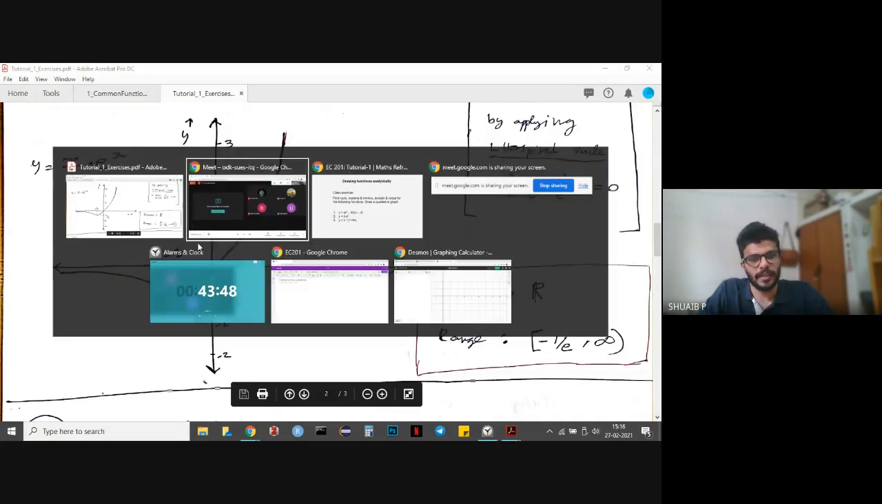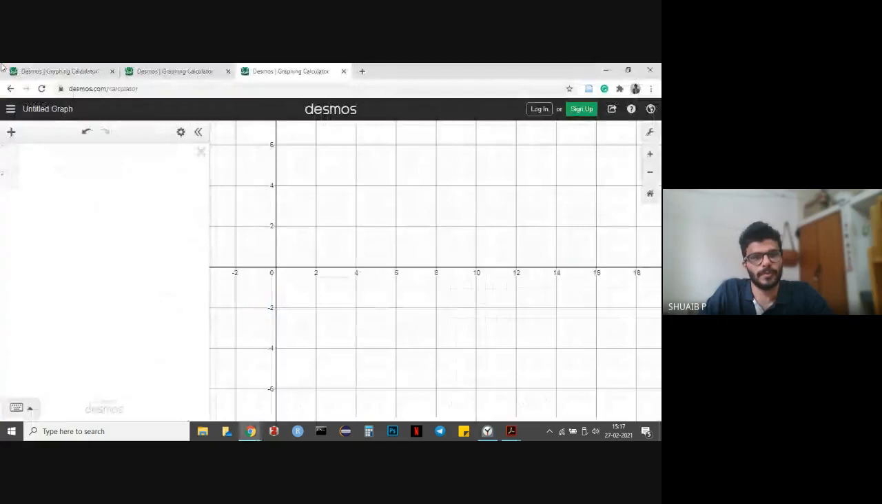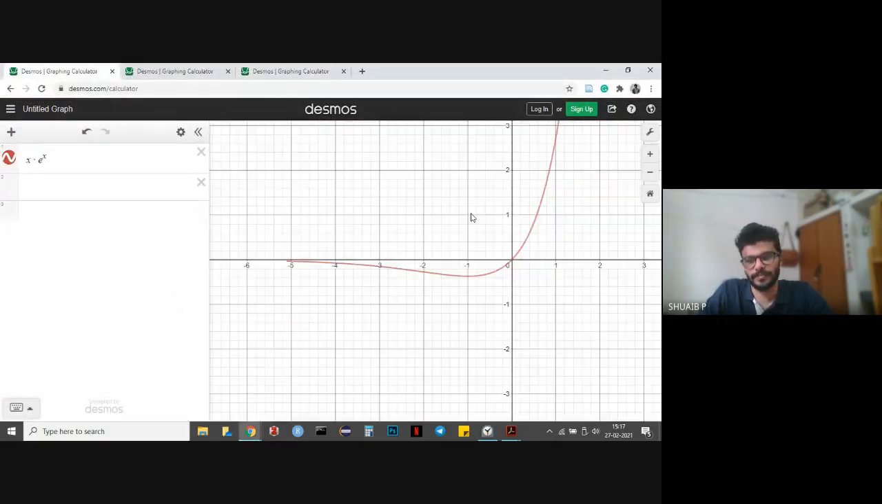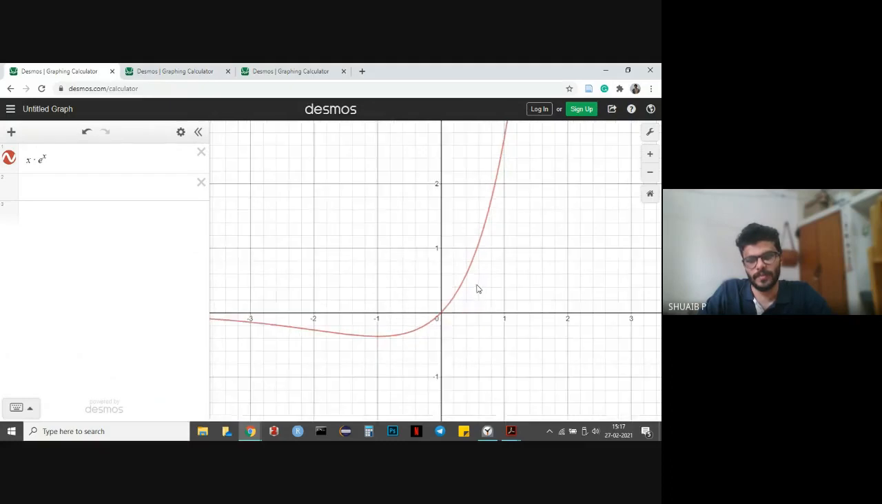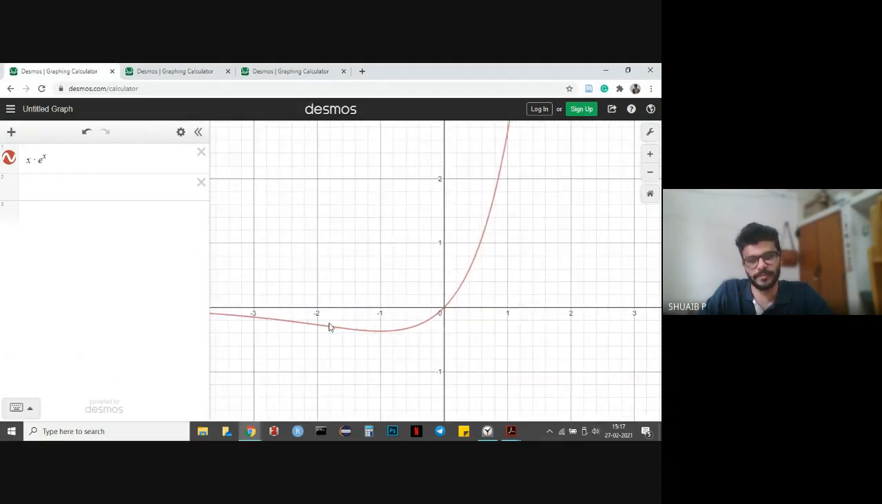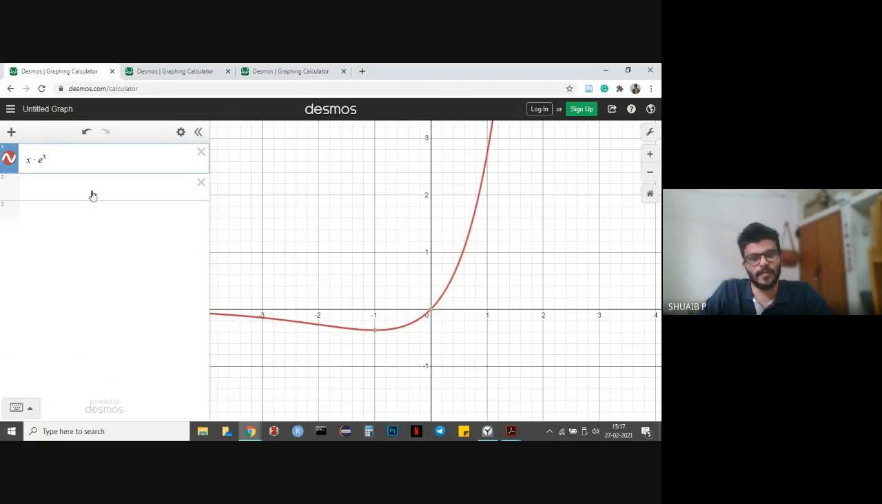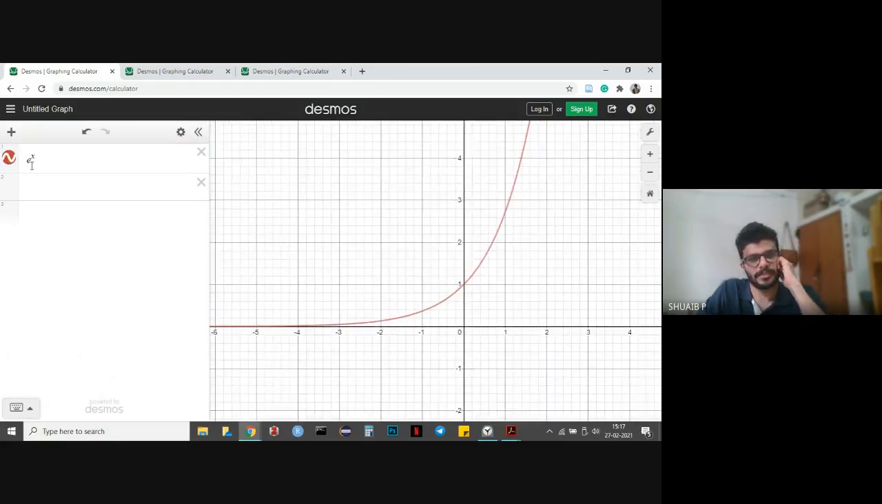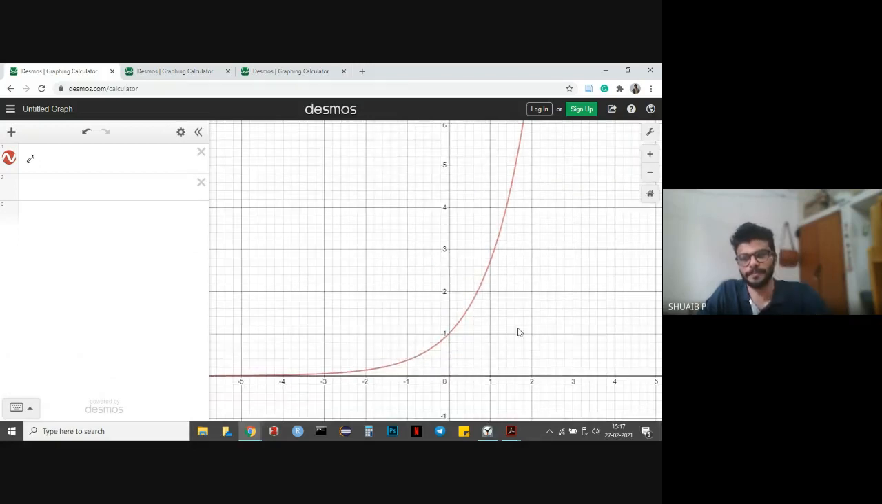And I can show you the actual plot of this function. So this will be the actual quantitatively accurate plot of this function. So if you just plot e raised to x, it will be something like this, with range from 0 to infinity.